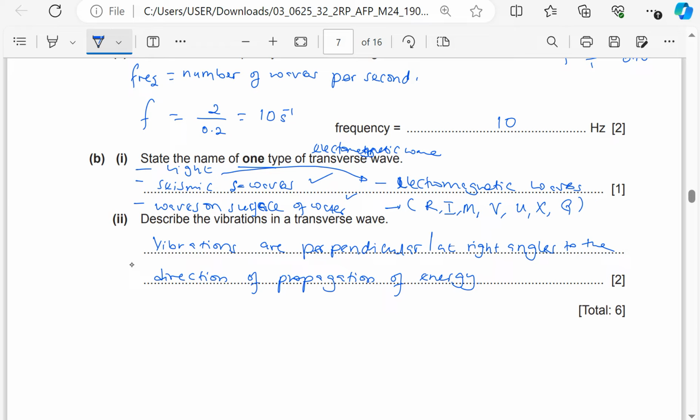If it was longitudinal, it is just the opposite. For longitudinal waves, the vibrations would be parallel to the direction of propagation of the energy. For transverse, vibrations are perpendicular to the direction of propagation of the energy.